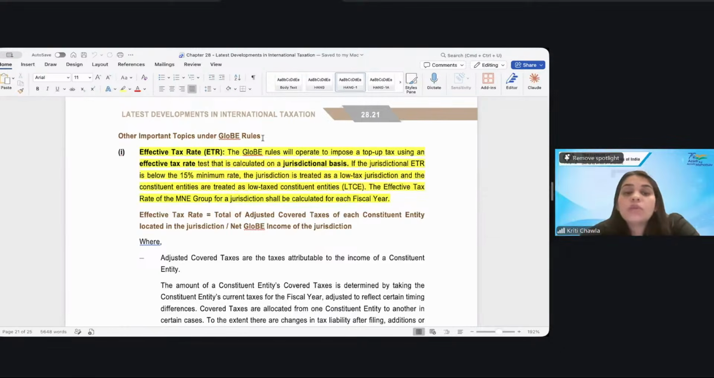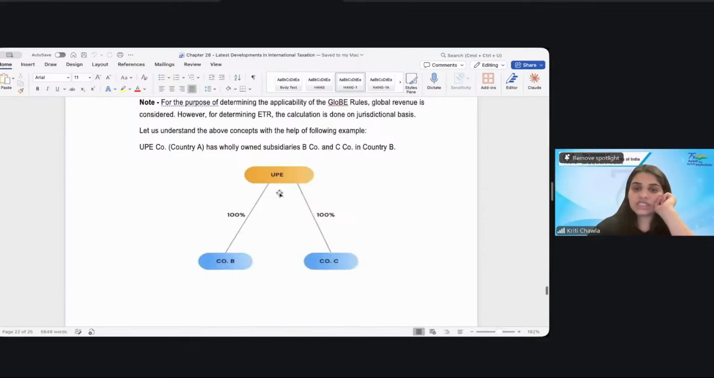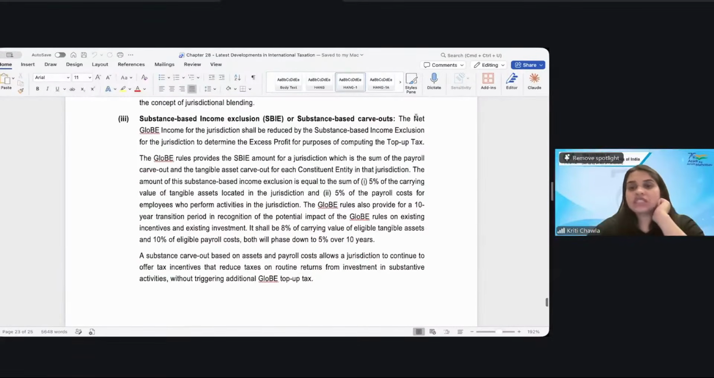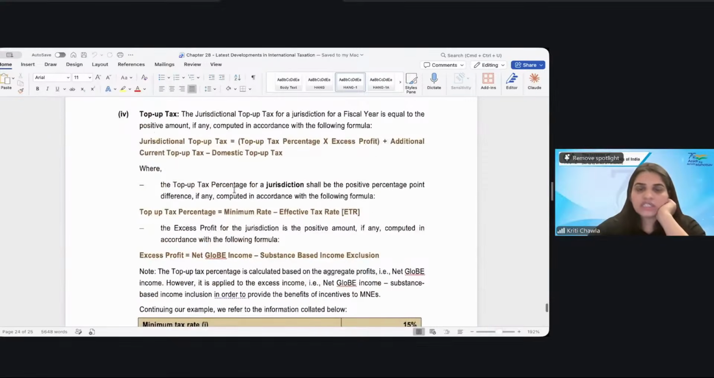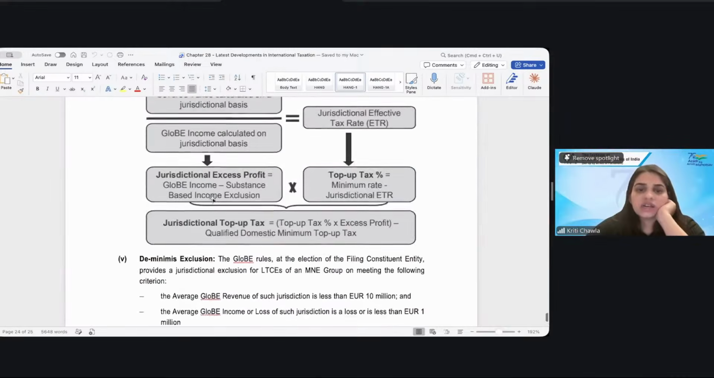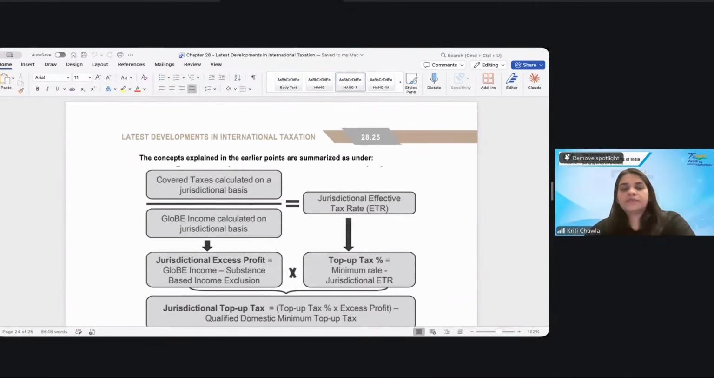If it is below minimum 15% rate, then the jurisdiction is treated as a low tax jurisdiction, and the constituent entities will be called as the low tax constituent entities. And this effective tax rate is going to be calculated for each fiscal year. So this is what they've provided here. Then there are some substance-based carve outs out here. Then there is something called as a top-up tax that we were just discussing right now. So this is what is provided under the globe rules.